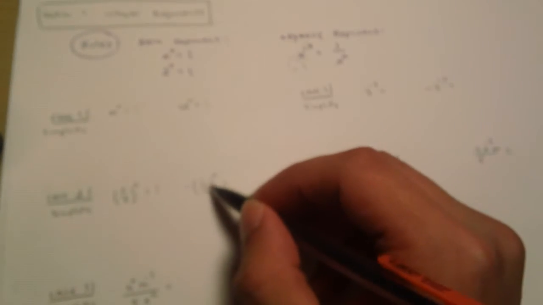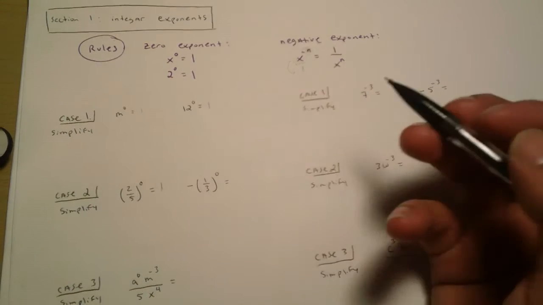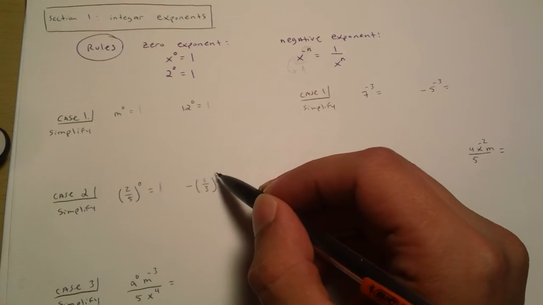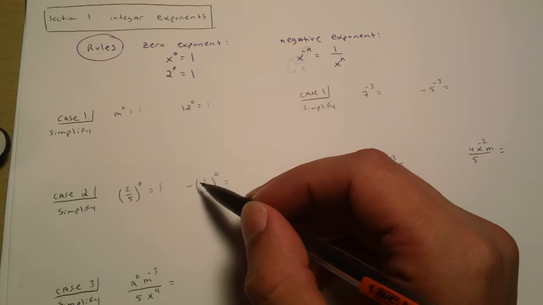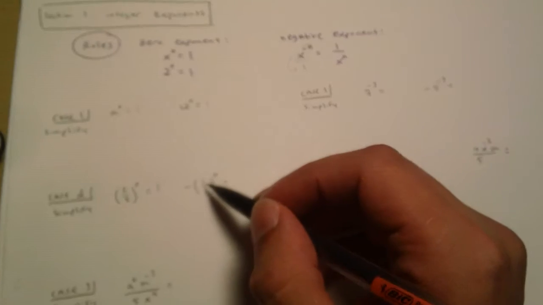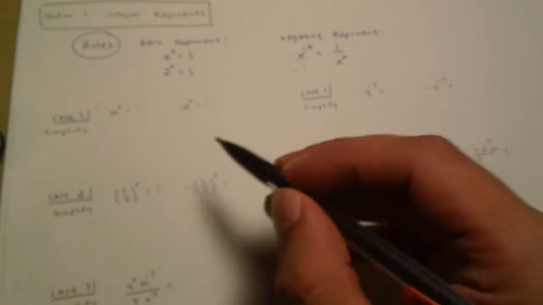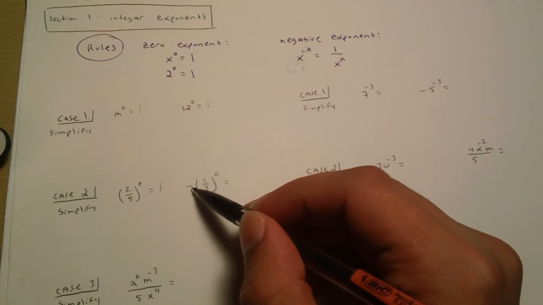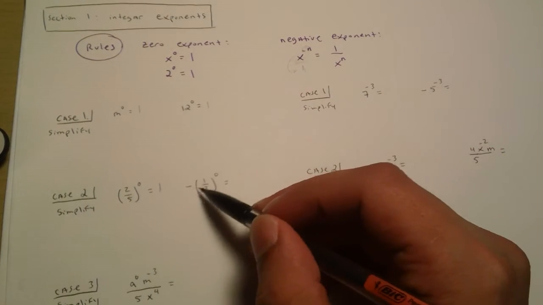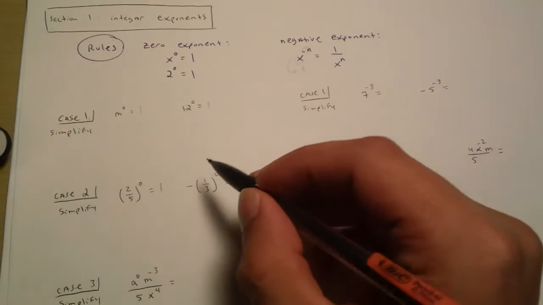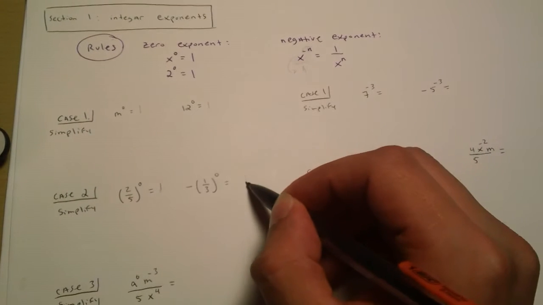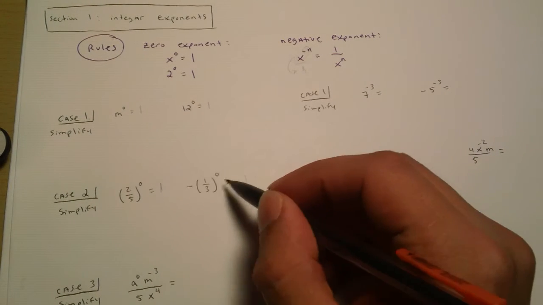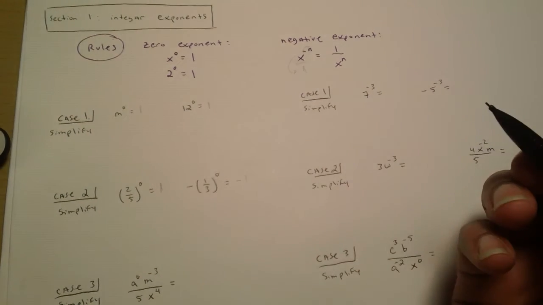Now for this one, remember I just mentioned that the 0 power always applies to whatever is inside the base. And in this case we have the parentheses. So whatever's inside the parentheses applies to the 0. Now this negative outside the parentheses we don't need to worry about, because it's not part of the base. So right here would be 1, and don't forget the negative. So it will be a negative 1.